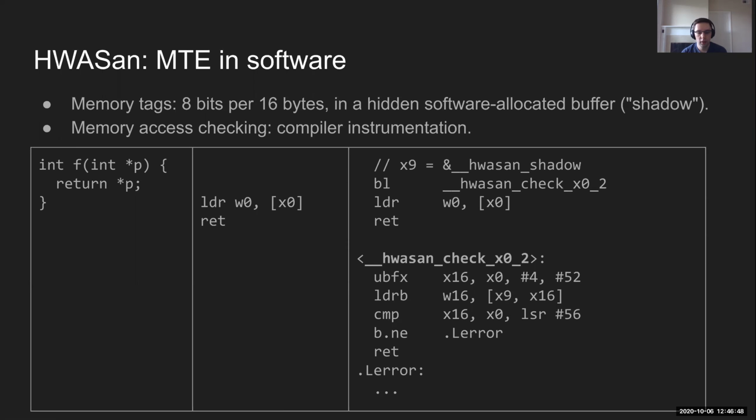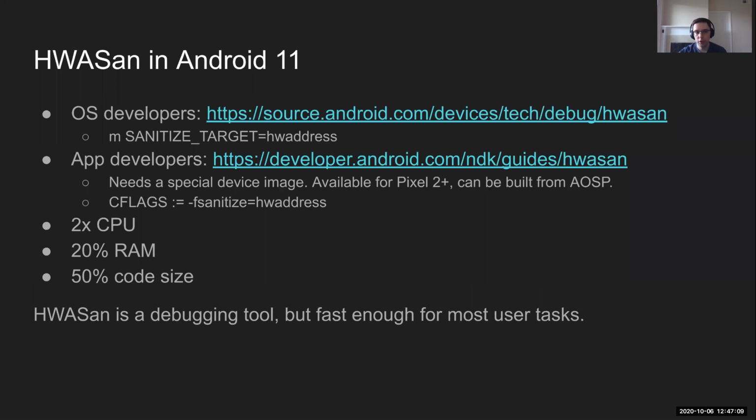And load and store instructions are checked using compile instrumentation. So during compilation, we insert this additional code. There is a call to this HWASan check function. The function simply extracts a tag from the pointer, loads a tag from shadow, and compares them. And if they differ, it goes on to print a report. The report is again very similar to GWP-ASan and MTE reports. HWASan is available for both OS developers and app developers.